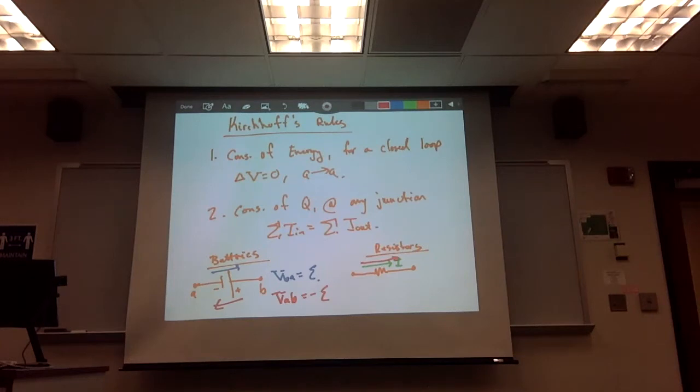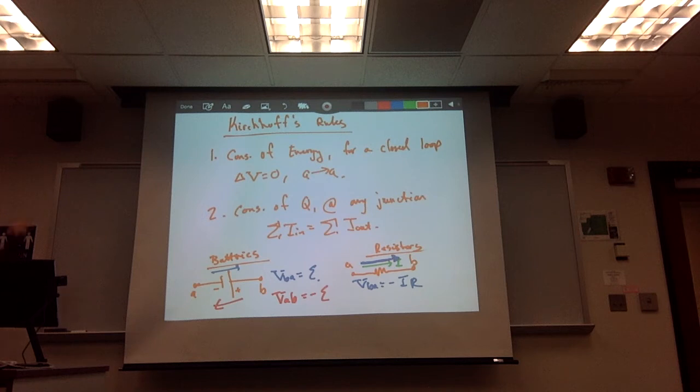If I go in the same direction as the current, in this case, my potential at B minus my potential at A is equal to negative I times R. So in this case, I get a potential drop. So if this is my point A, this is my point B.